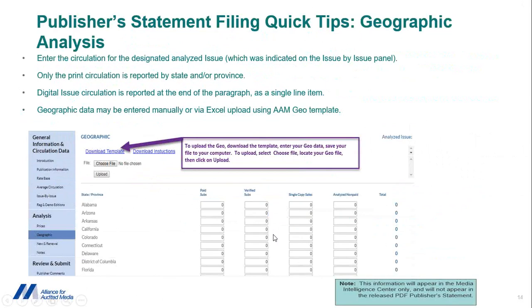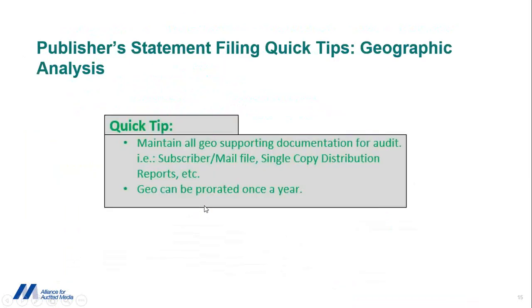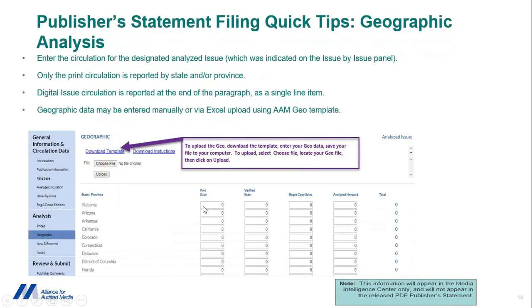This is also one of the hearts of the publisher statement, your geographical analysis section. This is when you take your analyzed issue and break down the distribution by state or by province. Your analyzed issue in the geo section needs to match the issue that was selected in the issue by issue section. When you fill this information out, you can enter it manually, or you can upload your geo. If you want to upload your geo, I highly recommend it. However, I do want to point out that if you want to upload it, you need to use AAM's template. When we get into the live demo, I'm going to show you that template and how to upload.